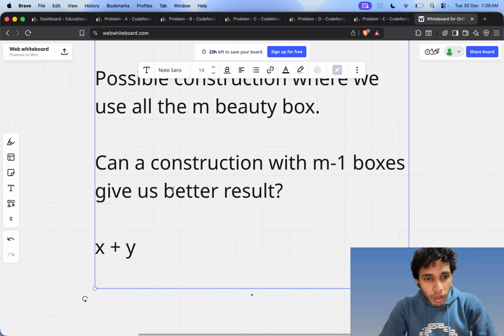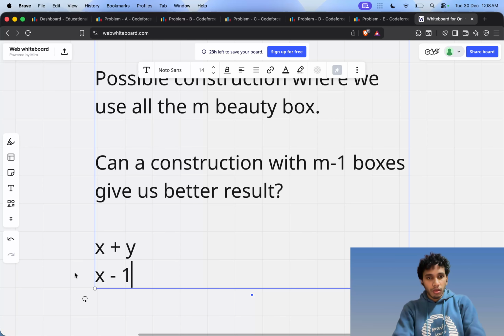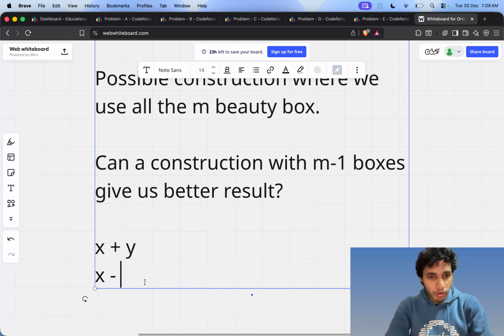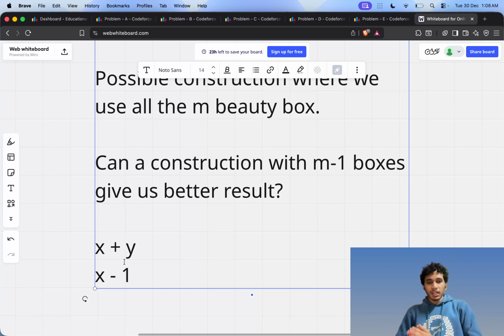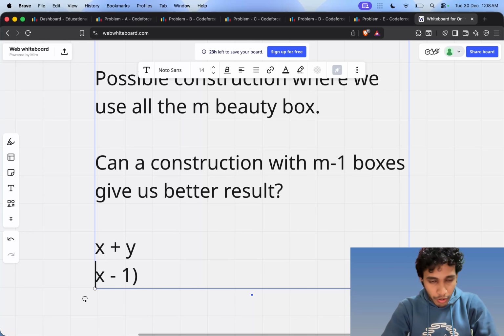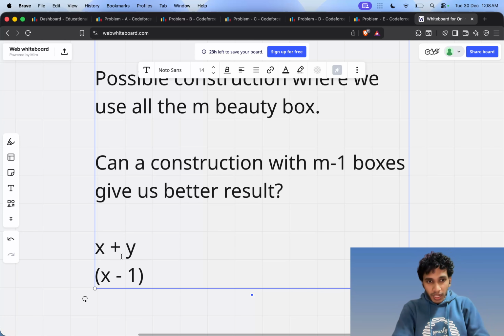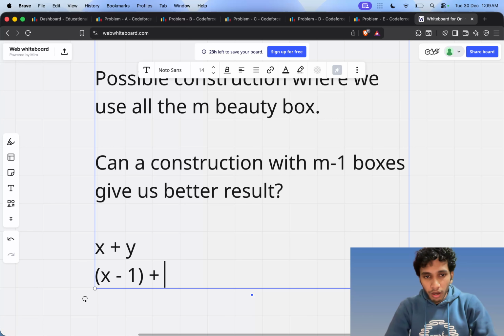Now we say that we save one of them, to be utilized using beauty, or to be made happy using beauty. So x minus 1 are there that can be made happy using beauty now. Now, how many can be made happy using coins?